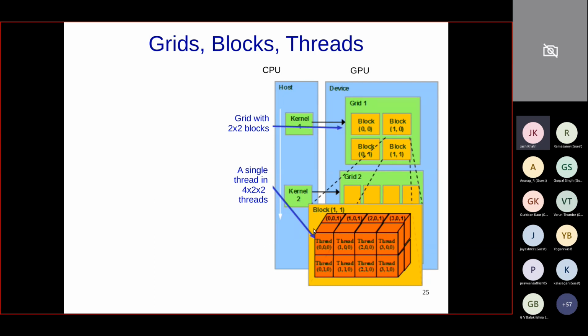So a particular thread can be identified using its x, y, and z id, and that was what we saw in the previous slide, and here it is represented pictorially. And again, after a particular point in time, our host or CPU is launching another kernel which has 3 dimensions, x, y, and z, which is a 3-dimensional grid.